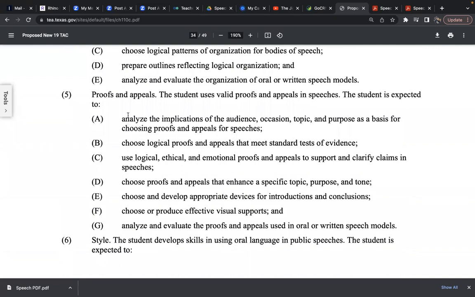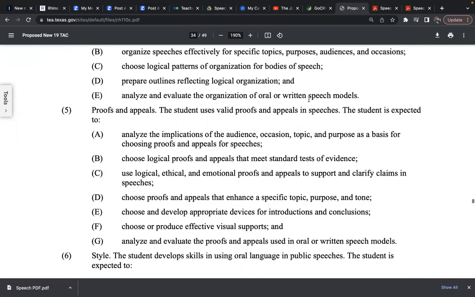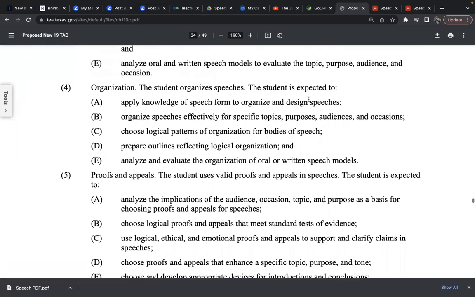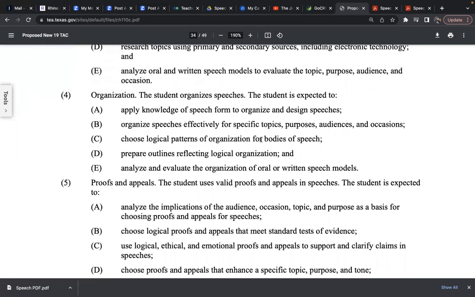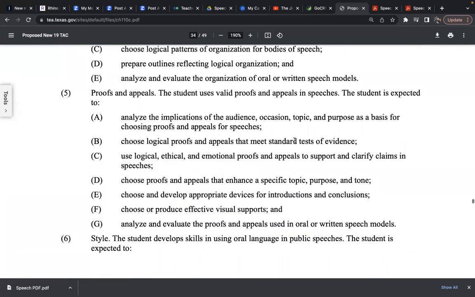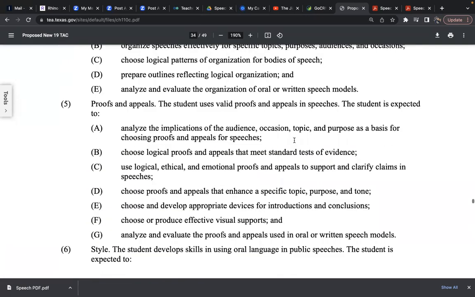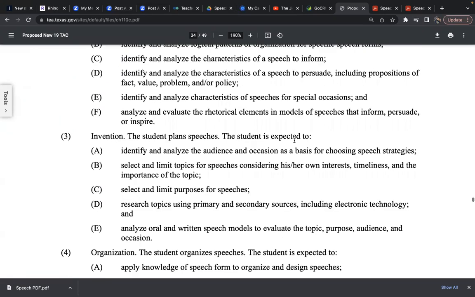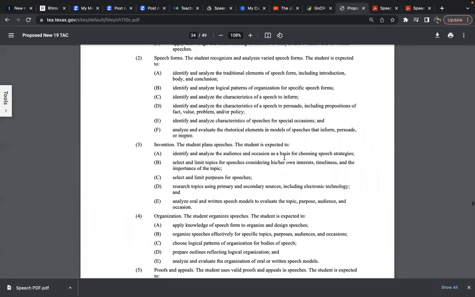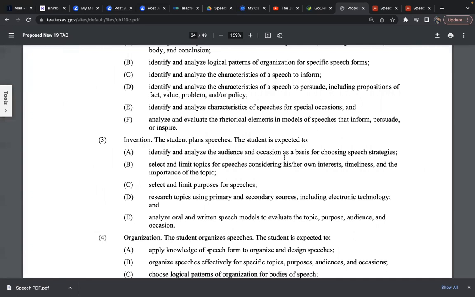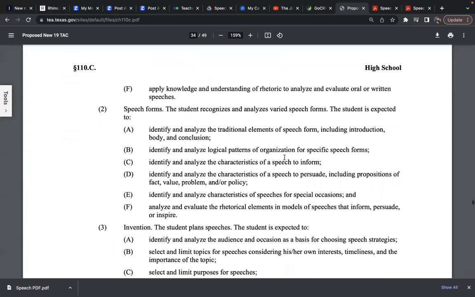No, you're fine. Proofs and appeals, valid proofs and appeals in speeches. So there are logical organizations for different types of bodies of speech. Are those numbers the domains? No, it's not the domain. So this document here is what you would use as a teacher for your students. Each student has to be able to do this.